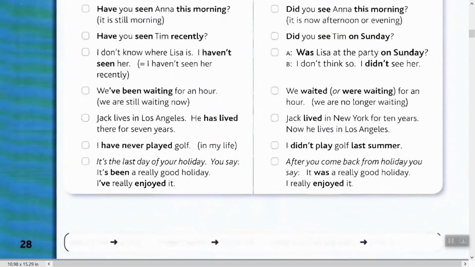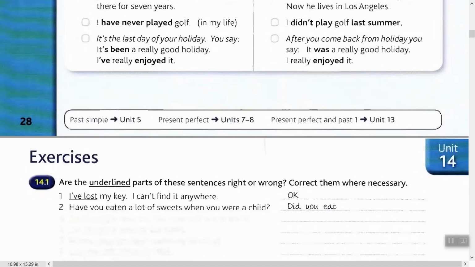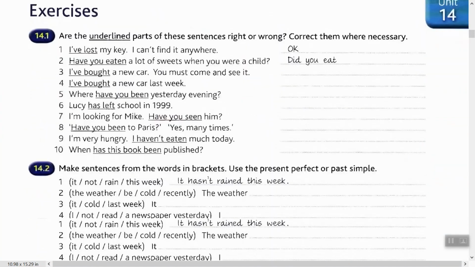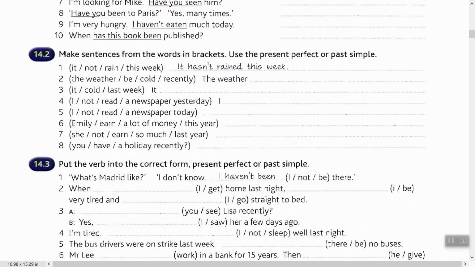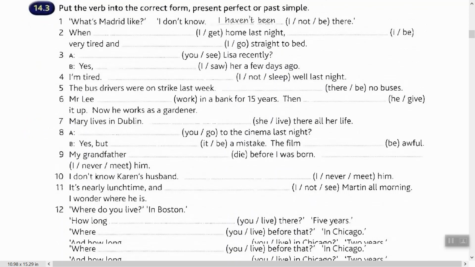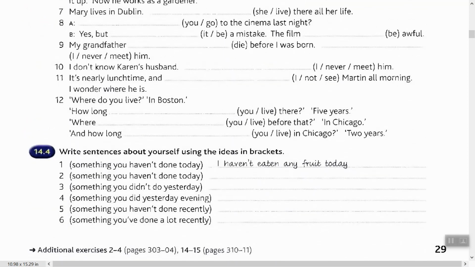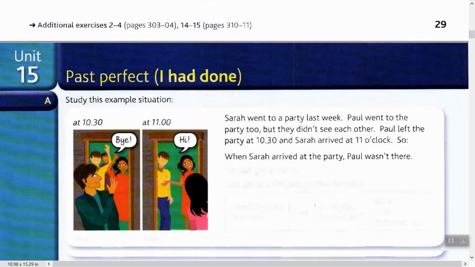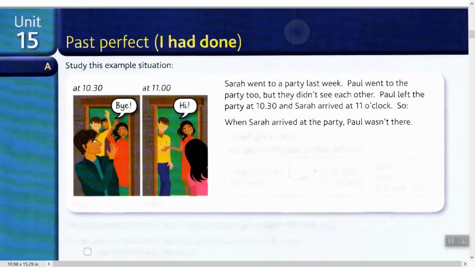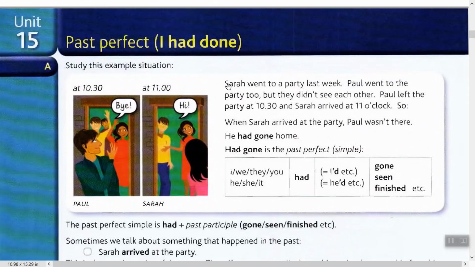We are going to talk about past perfect. We talked about the present perfect, and now we are going to talk about past perfect. Past perfect and past perfect continuous. Unit number 15. I had done. This is the structure. I had done.